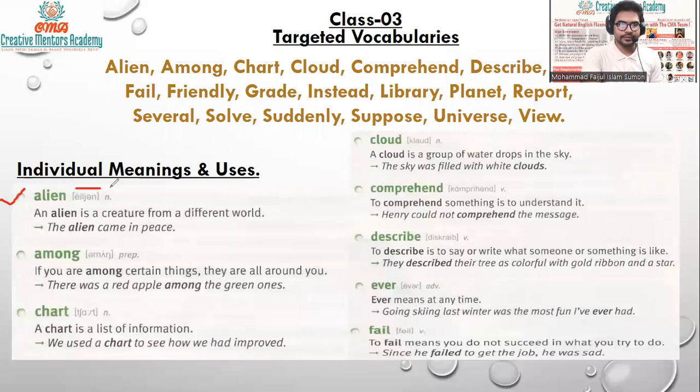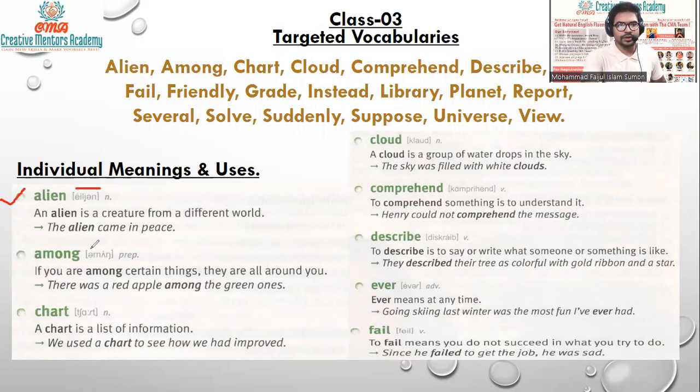alien, right? Alien. So an alien is a creature from a different world. They live in another world, not in this world where we live, right? আমরা যেখানে বাস করি তারা সেখানে বাস করে না. The alien came in peace. This is the sentence.